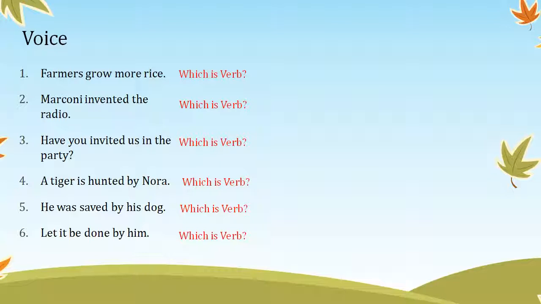Let's go to number 1. Farmers grow more rice. There is grow. Marconi invented the radio. Which is the verb? Invented. Have you invited us in the party? Which is the verb? Have and invited. A tiger is haunted by Nora. Is haunted. You are saved by his dog. Was saved. Let it be done by him. Be done. You must know the verb.